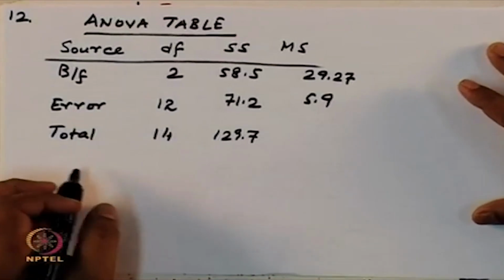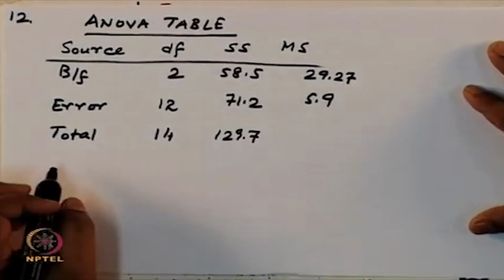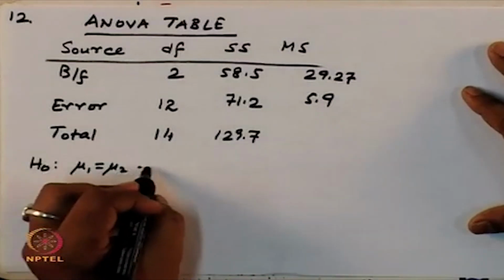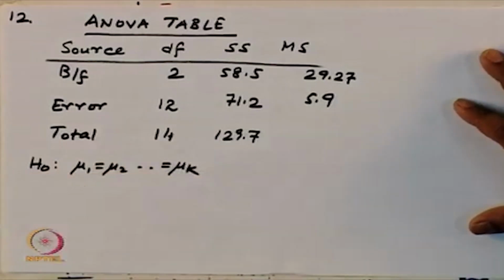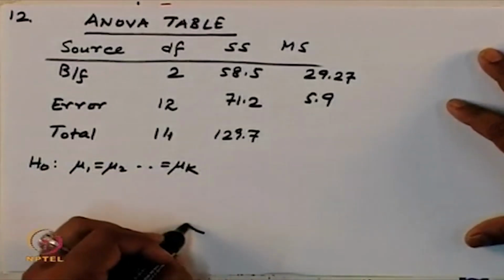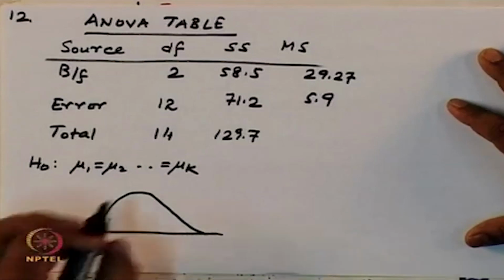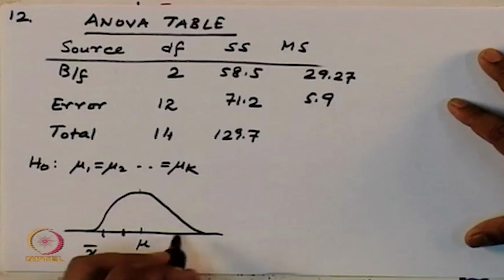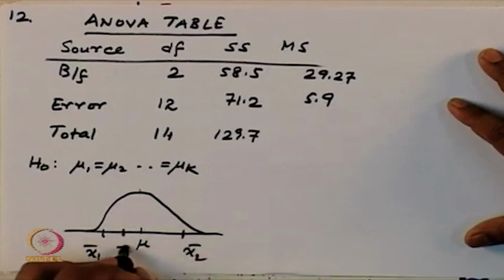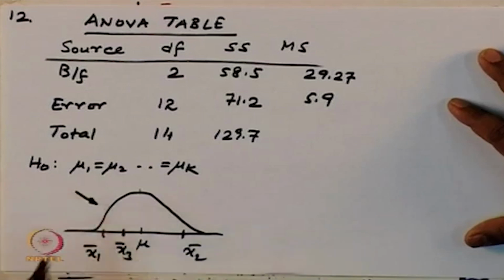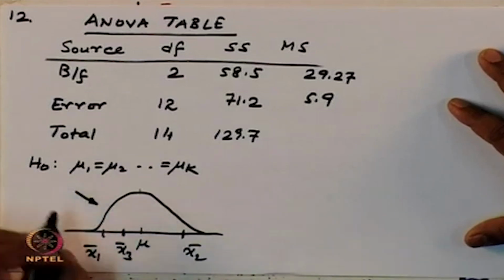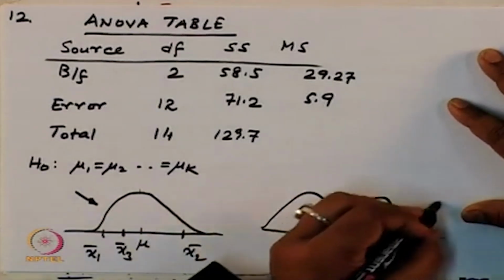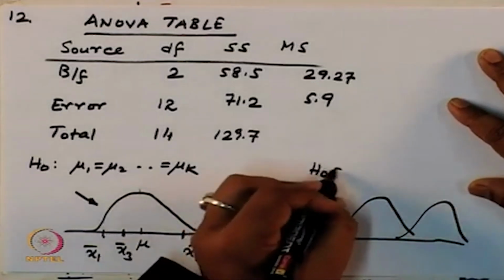Now, what do you need to do to test your hypothesis? Your H naught is mu1 equal to mu2 equal to mu k. If these means were all the same, then you would have had a distribution. Let us say hypothetically you can have x1 bar here, x2 bar here, x3 bar here. In this case you might agree that H naught is true. However, if your case was something like this, here your H naught is false.